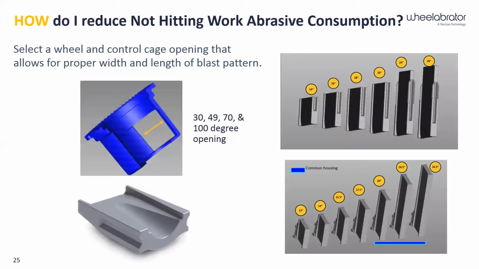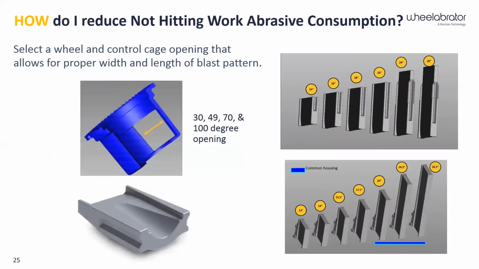Okay, another one. How do I reduce not hitting work? When we talked about earlier, I'm aimed and it's just not hitting in the right area. I'm not hitting my part. I'm hitting my cabinet or the liners. A couple things that can be done there.